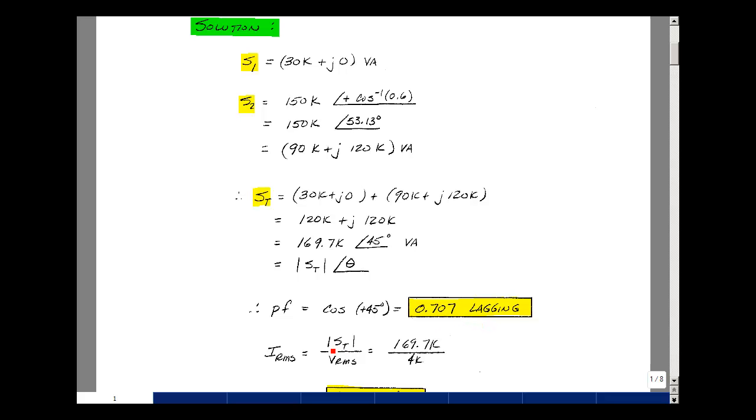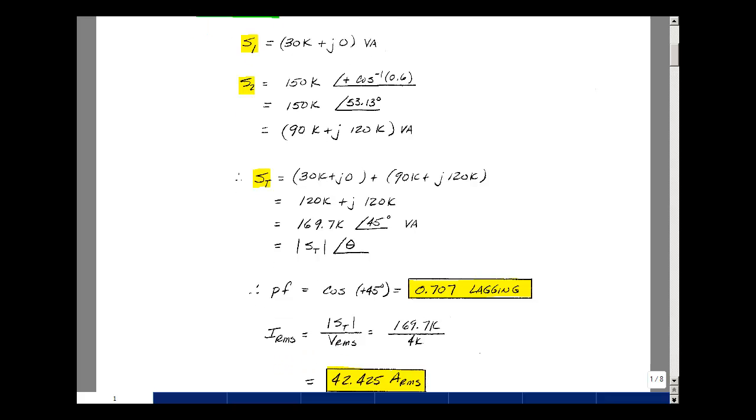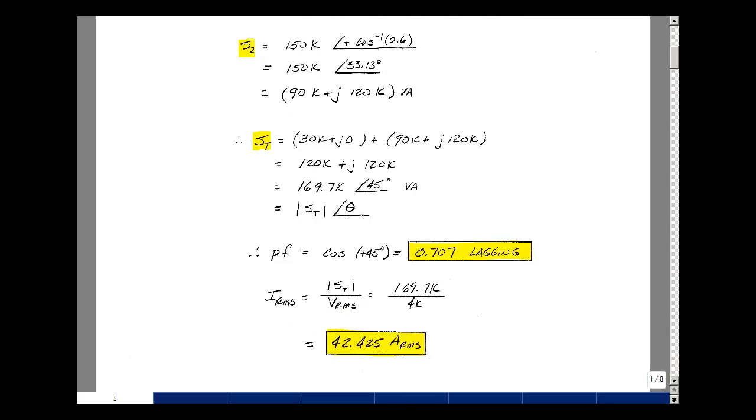And lastly, the magnitude of the total complex power is equal to the current times the voltage in magnitude. So it would be the voltage RMS times the current RMS. And then we could solve for the current by taking the magnitude of our complex power, which is 169.7k, and dividing it by our 4,000 volt input. I get 42.425 amps RMS. And this is supplemental problem 16.1.